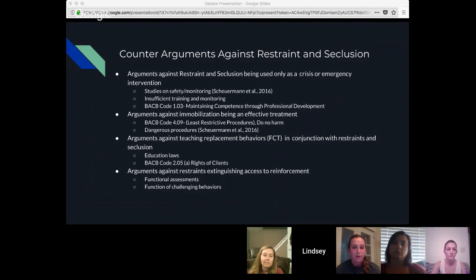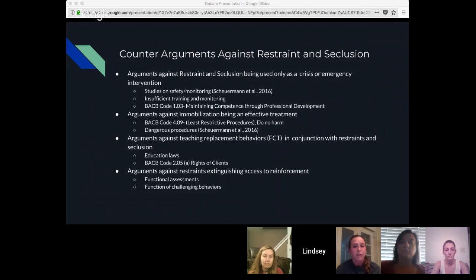Another main point that was argued was that we need to be teaching replacement behaviors, such as functional communication, in conjunction with the use of restraints. We can all agree that we should be teaching replacement behaviors, such as functional communication. However, restraining or secluding the child is actually taking away the right to education, because they are removing them from an environment where they can possibly be learning these skills that they have deficits in that may be leading to the challenging behaviors. And this refers to the BACB code 2.05 that talks about the rights of our clients. Our clients have the right to education, and for us to teach them these skills to replace these challenging behaviors.